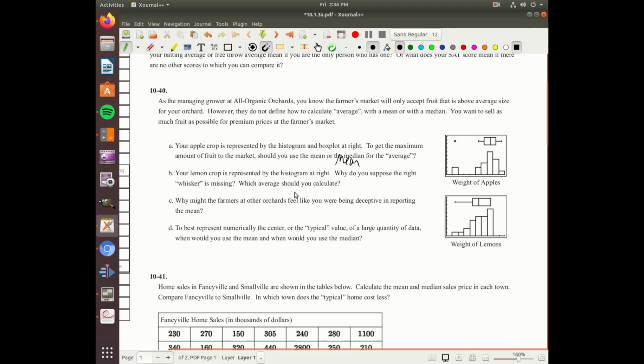So your lemon crop is represented by the histogram at the right. Why do you suppose the right whisker is missing? Well, first of all, I think the right whisker is the same as the quartile. So remember, we have the smallest, quartile 1, median, quartile 3, and then the largest should be somewhere over here. But what if we have so many that over 25% are the largest? Then that also becomes quartile 3. So we have a lot of big ones over here.